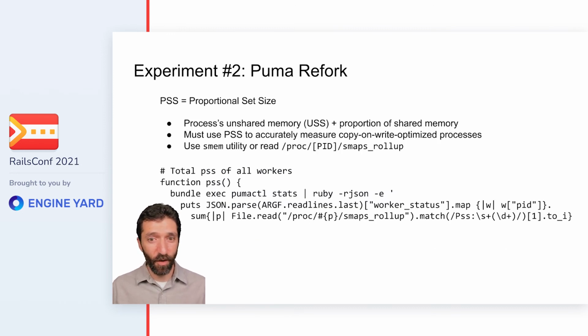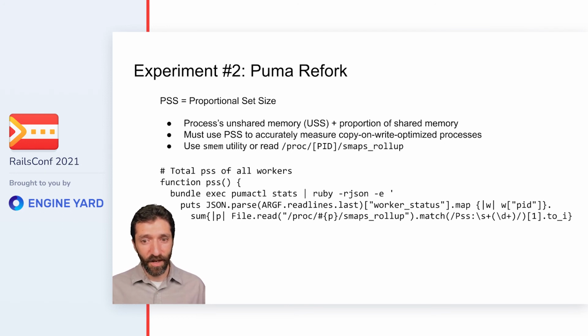So PSS, or the proportional set size, is the best measurement of memory usage in a process that shares copy on write memory. PSS is defined as the process's unshared memory, or USS, plus a proportion of each shared memory chunk split across all the processes sharing it. So you must use PSS to accurately measure copy on write optimized processes. If you measure RSS, or the resident set size, directly instead, then the shared memory would be counted multiple times for every place it's being shared.